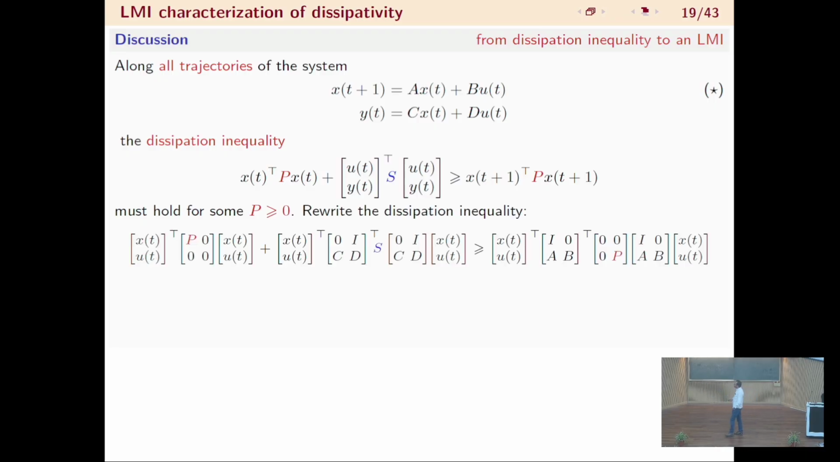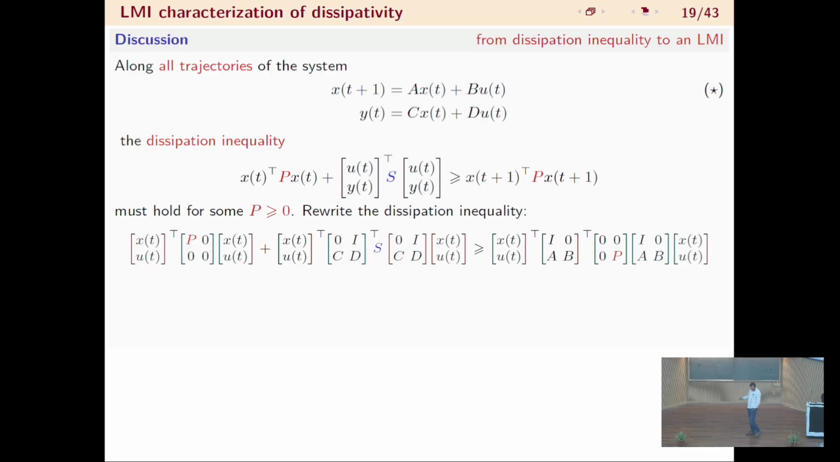If I do that, this is the first term. Everything is in terms of x and u now. X transpose Px. And if you look here, zero identity times xu is going to give me u. Cx plus Du is going to give me y. So this is the second term. If you look here, identity times xu is going to give x. A B times xu is going to give me x of t plus 1. Therefore, this is the right-hand side.